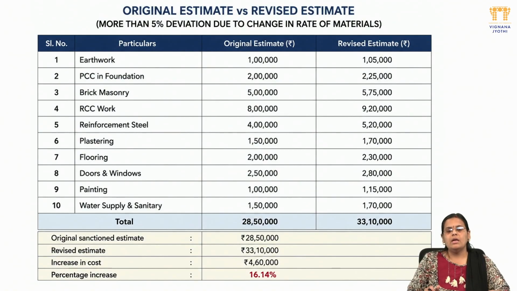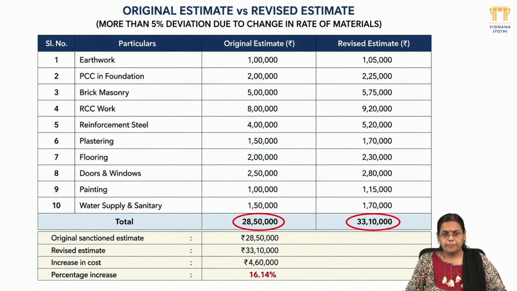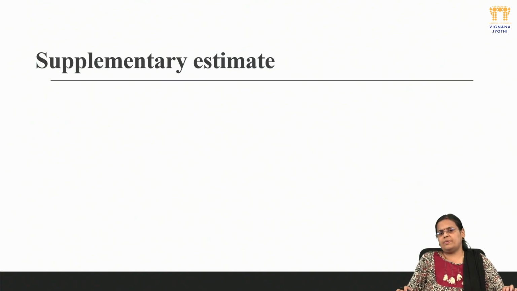Here you can see the original budget of your construction is around 28,50,000. And what happened due to escalation of material cost and labor cost, it was around 33,10,000 during execution. Then what you need to do, you have to go for a revised estimate to address this percentage of increase. Right? The next type of estimate is supplementary estimate.